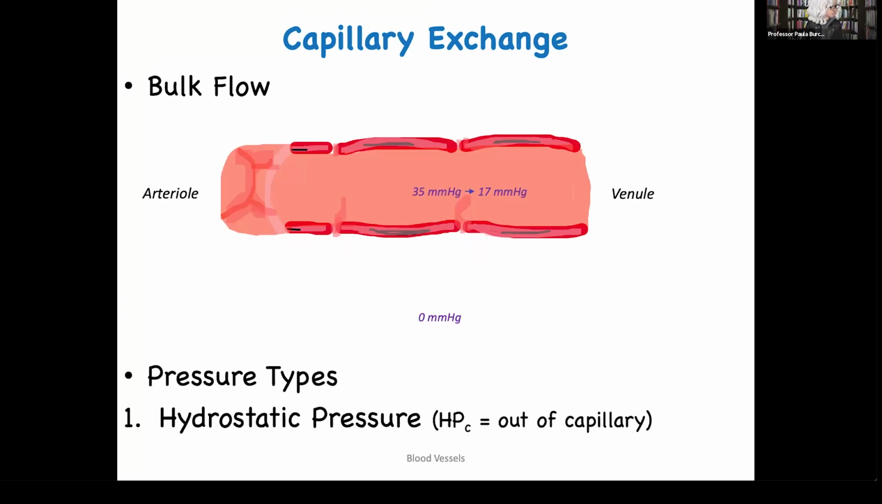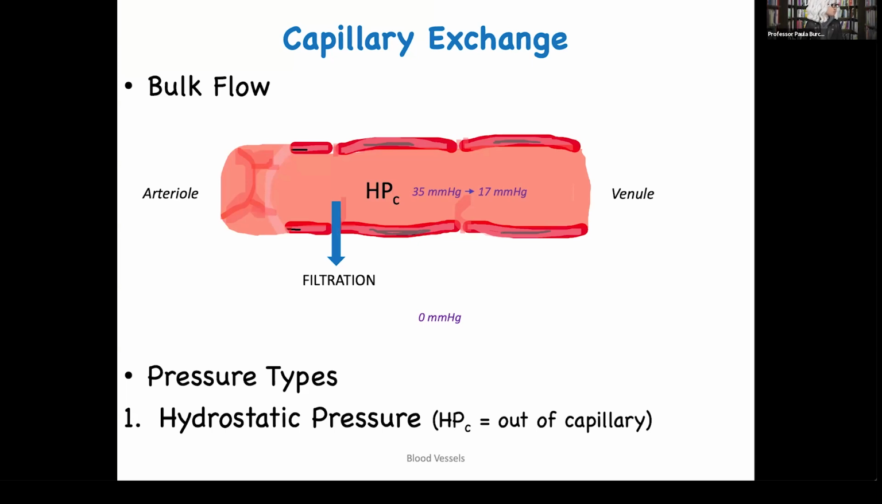First, we'll begin with hydrostatic pressure. Hydro refers to fluid, so this is the pressure that is created by the fluid. The hydrostatic pressure within the capillary is actually the blood pressure in the capillary. We can use the abbreviation HP for hydrostatic pressure and the subscript C for capillary. This pressure pushes fluid out of the capillary, which is called filtration.